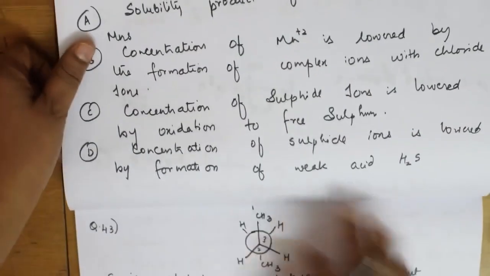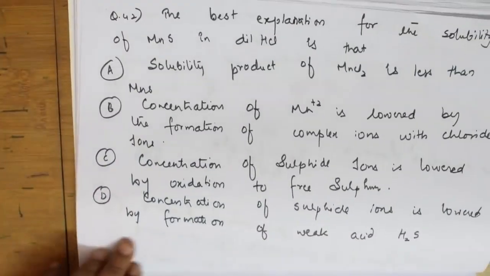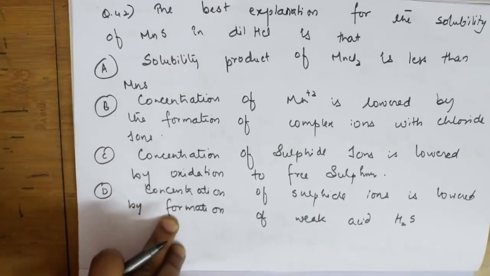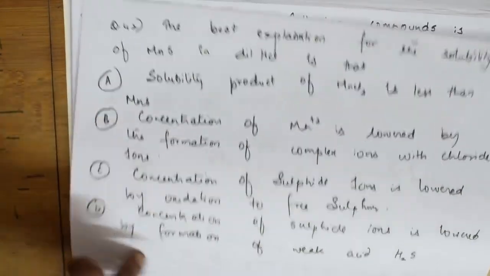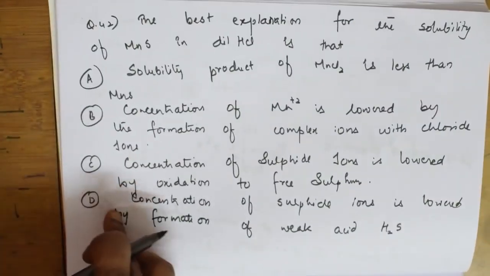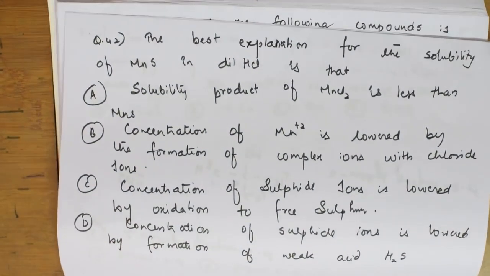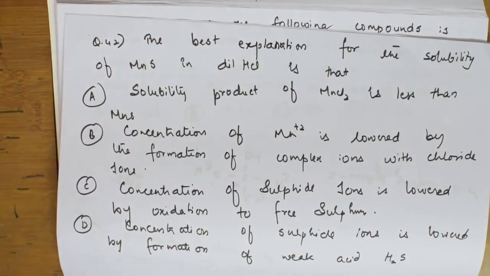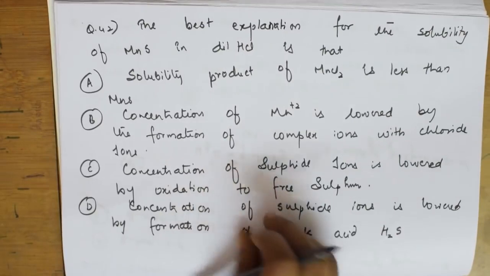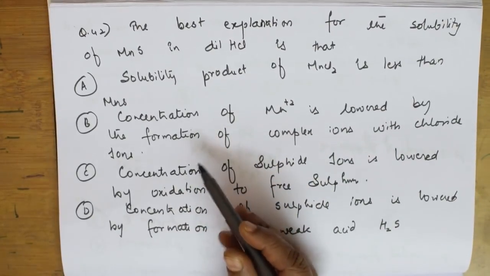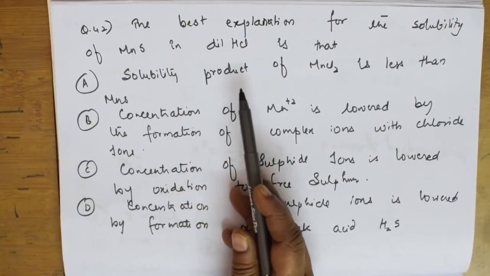Let me turn my book. Yes. What is this question? A very big question. Let's read it and understand how to do the question. All right. So what do they give me? The best explanation for solubility of MnS, that is manganese sulfide in dilute HCl, is that. So best explanation for solubility of manganese sulfide in dilute HCl.